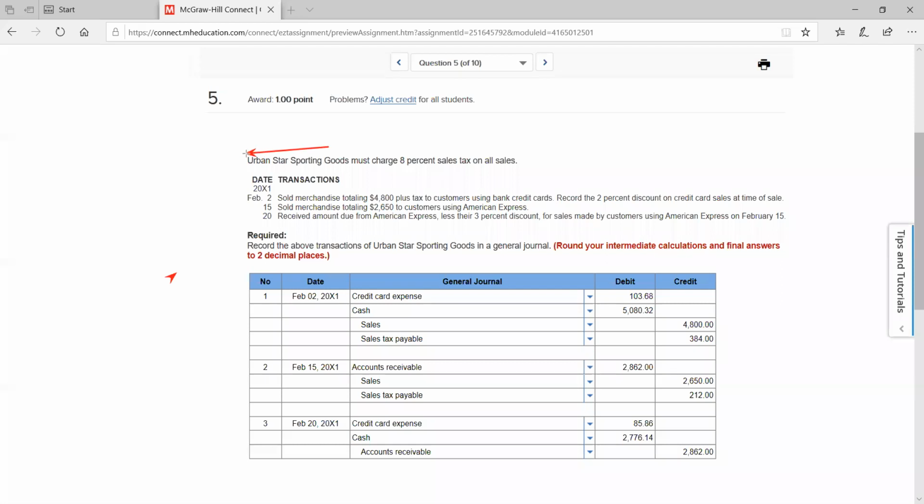So note this amount right here is what they call credit card expense. The business is charged not only for the sale, but for the sale plus the tax. Those added together multiplied by 2% is essentially the credit card expense. All right, let me close that.